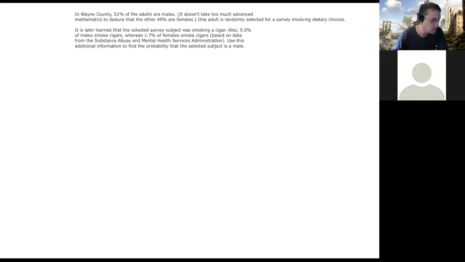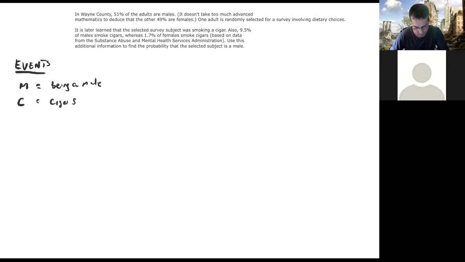So we are going to try to solve this using Bayes' theorem. In order to do that, we have to figure out what the events are. There are two events here. The first event is the event of being a male. And the second event will be that of being a cigar smoker. Okay, so we have to parse the question.